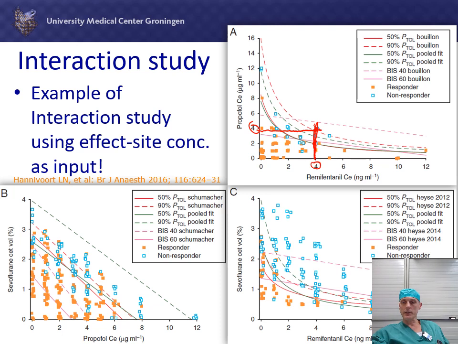This is the additive line of interaction on BIS, the dotted line. The full line here is the line of a BIS of 60, and the dotted line here, the synergistic interaction that is shown here, is the 90% tolerance of laryngoscopy estimation.